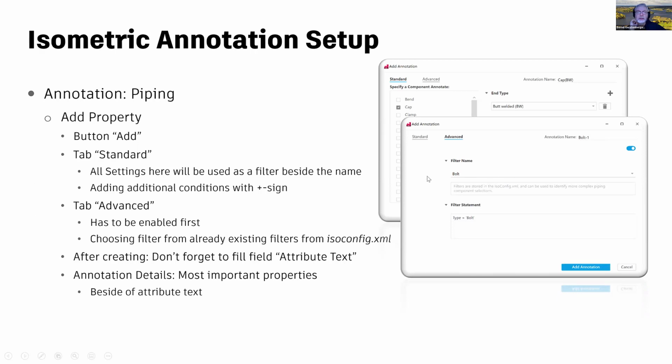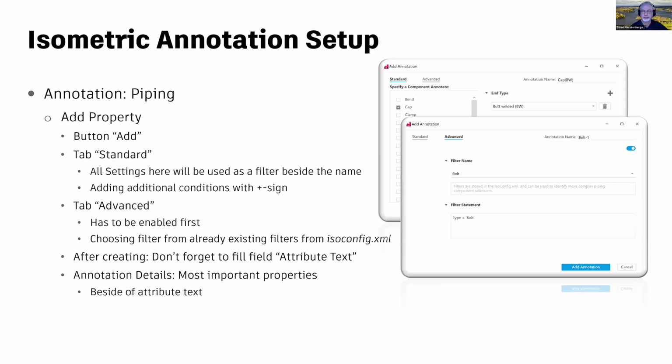If you switch to the Advanced tab, you can select here the filter name, a specific filter which is available in the isoconfig XML file. When you have selected a filter here, bold is selected, you see the filter statement read-only here at the bottom, just as a text, so that you get an impression what the filter is about. This is also one exception here. If you want to change a filter or create a new filter, you have to go to the isoconfig XML file to add a filter there for your needs.